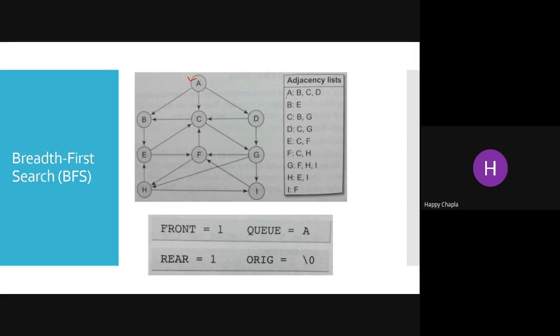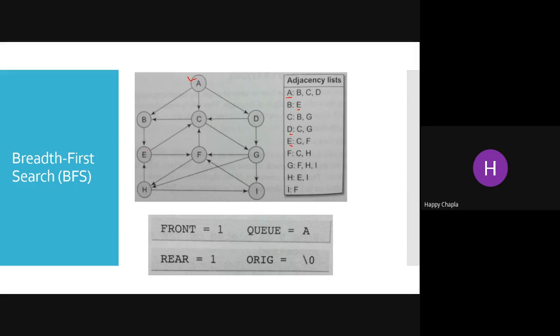Now starting from the A vertex, I need to find the adjacent nodes of that particular vertex. So the adjacency list of A is B, C and D. Now B: outward edges are only connected with E, so E is the adjacent node. For C, G and B. Now for D, C and G.